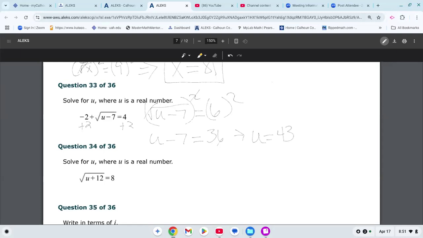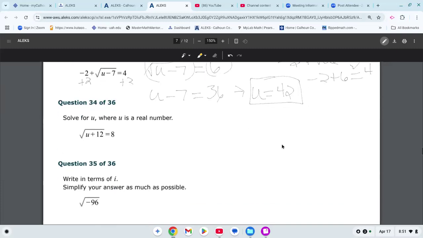Now, when I check it, -2 plus the square root of 43 minus 7 equals 4. Minus 2 plus the square root of 36 equals, I'm sorry, that's not 43. That's 42. I apologize, that should be 42. And that's -2 plus 6, which is indeed 4. So my answer of 42 is my answer because it did work when I substituted it back in.